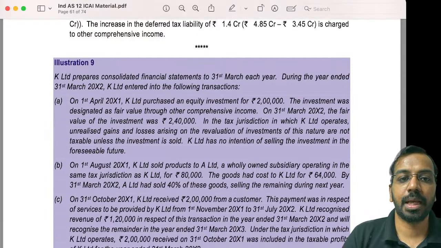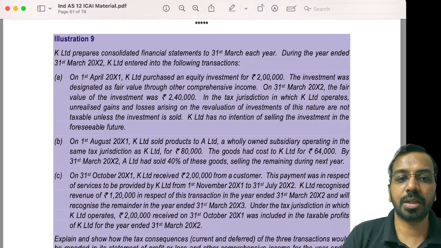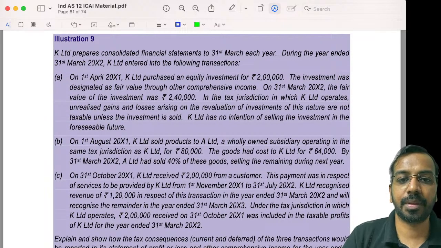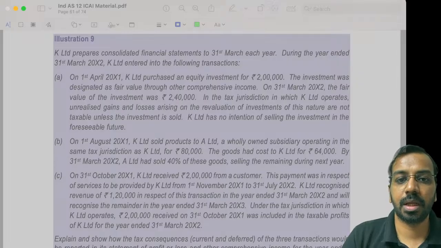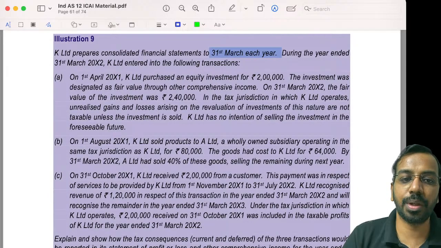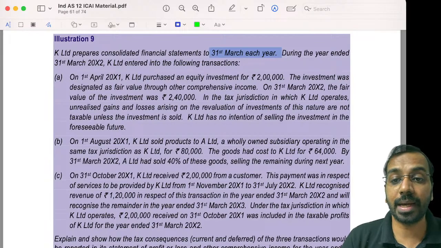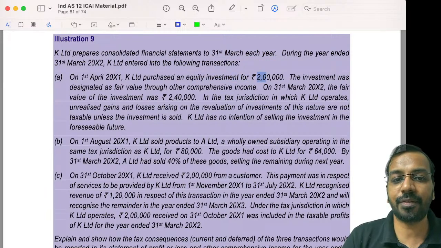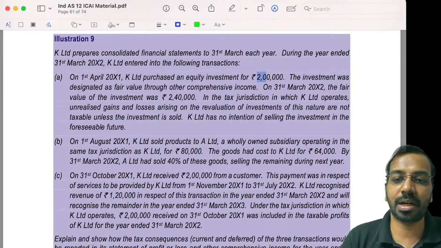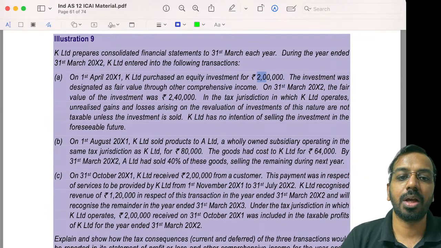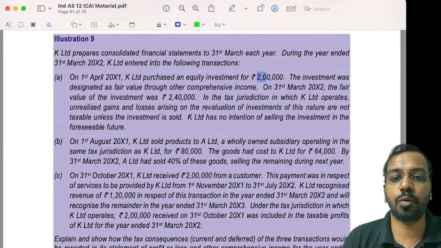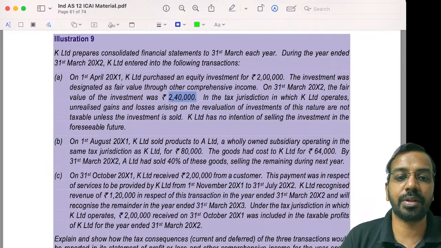Okay, now K Limited prepares consolidated financial statements to 31st March every year. During the year, K Limited entered into the following transactions. On 1st of April, K Limited purchased an equity investment for 2 lakhs. The investment was designated at fair value through other comprehensive income, Ind AS 109 financial instruments. On 31st March, the fair value of the instrument is 240. In the tax jurisdiction in which K operates, unrealized gains or losses on the revaluation of investment are not taxable.